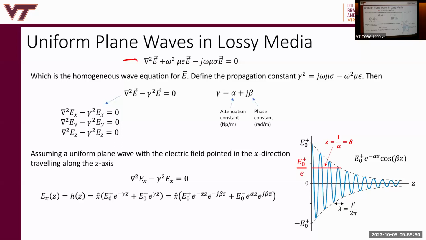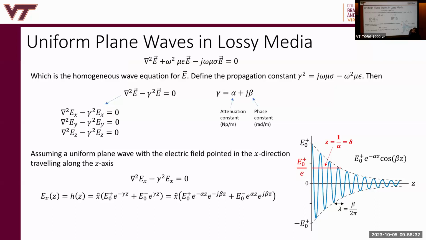If the medium has a sigma, then we have to solve the wave equation in this form, right? And we define gamma squared as j omega mu sigma minus omega squared mu epsilon. And we solve this wave equation. Then we can write this wave equation like this. And when we do that, we can break this into 3 identical wave equations in rectangular coordinates only, as we know. And we can separate the gamma, the complex propagation constant, into its real and imaginary parts. And we call the real part the attenuation constant and the imaginary part the phase constant. We've seen this already, right?